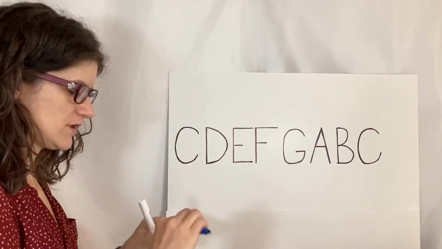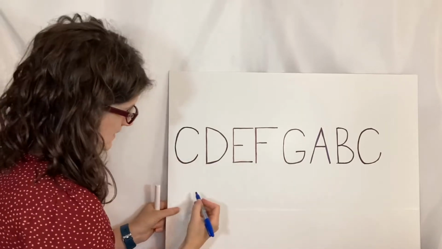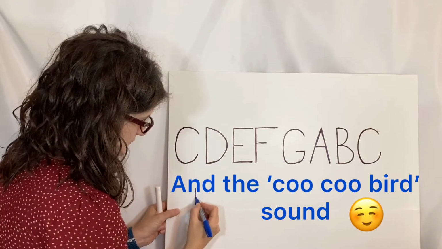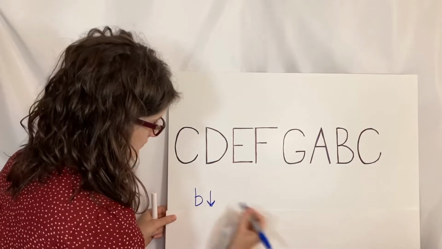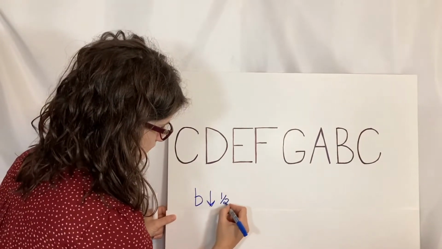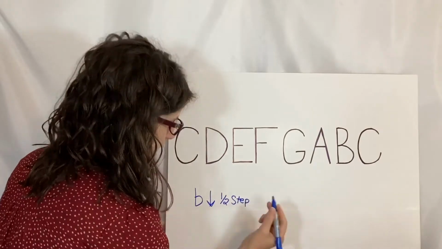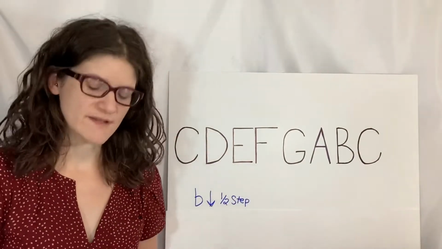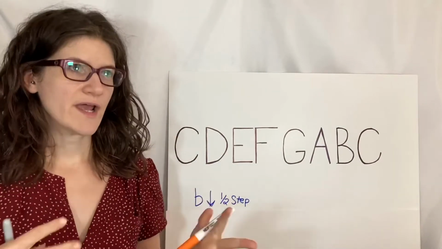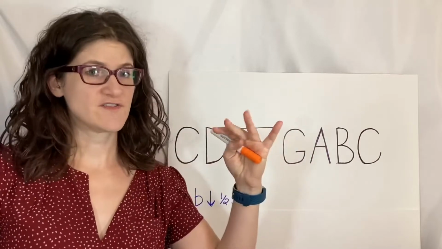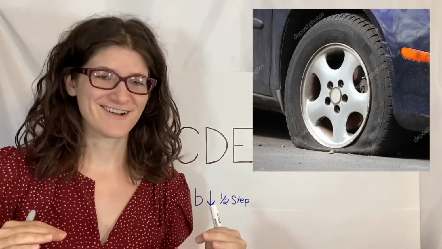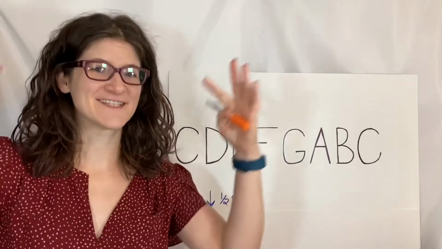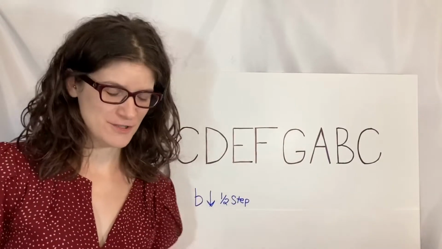sharp. So flats, we're going to use blue for flats. Flats lower pitch by what we call a half step. A good way to remember what flats do is what happens if all of your tires in your car go flat. The car goes down. So flats, lower pitch.